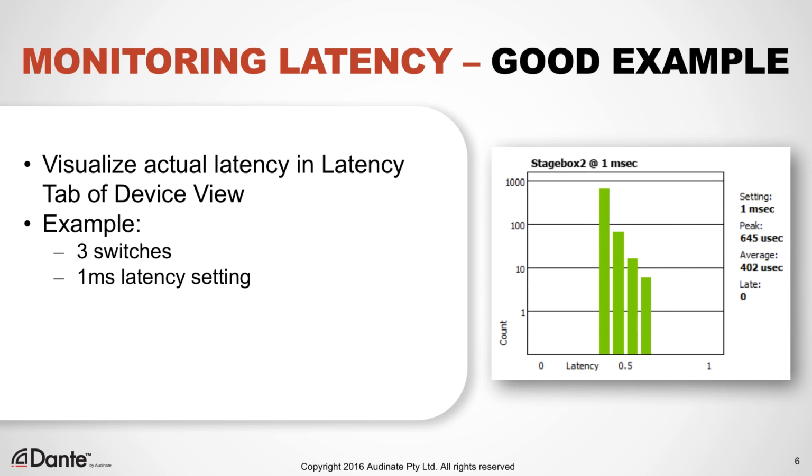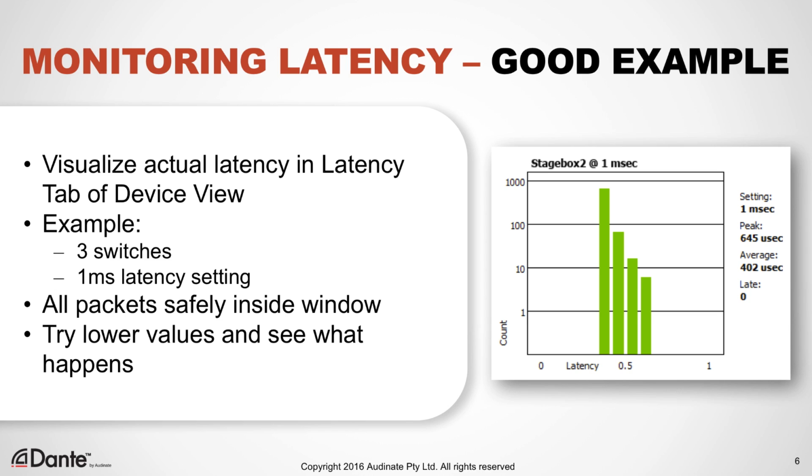In this example, we are using 3 switches and a latency setting of 1 millisecond, the default for most Dante devices. We can see that the packets are arriving at different times, but that all of them are well below the latency setting of 1 millisecond. This is a healthy state of affairs. All of our packets are arriving within our window of safety. You can safely experiment with lower values if you wish, as long as packets are arriving well within the defined window of time. The Dante network will work fine.